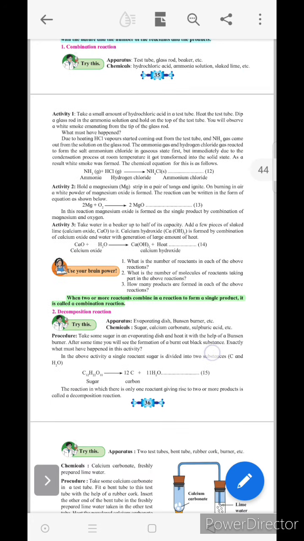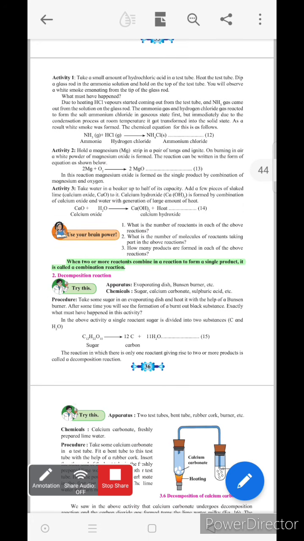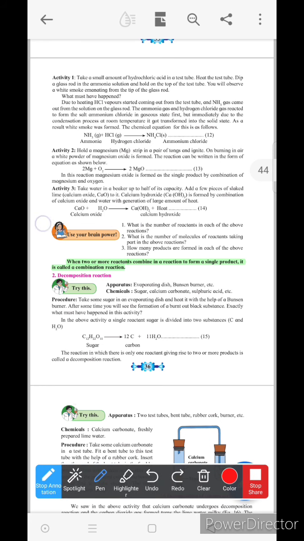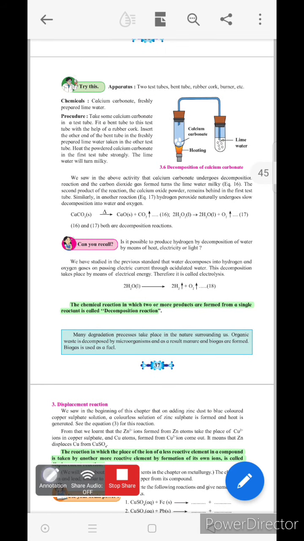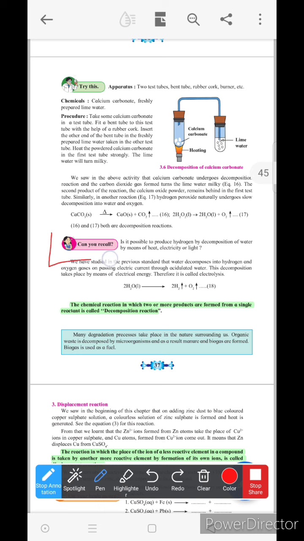On page number 36, again the topic that is use your brain power. There are three questions, and try this. That activity is removed. Now we will move on to the next page, page number 37. Again, can you recall? There is a question. That question is removed from your syllabus.